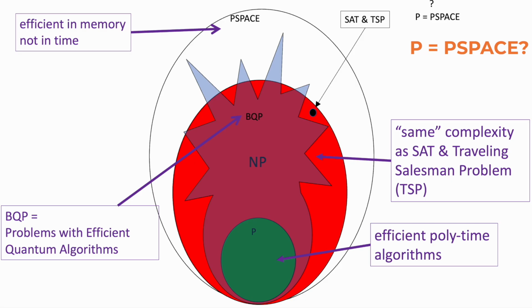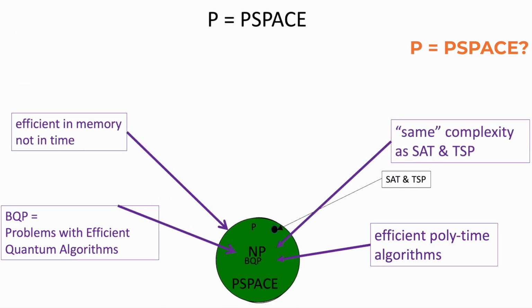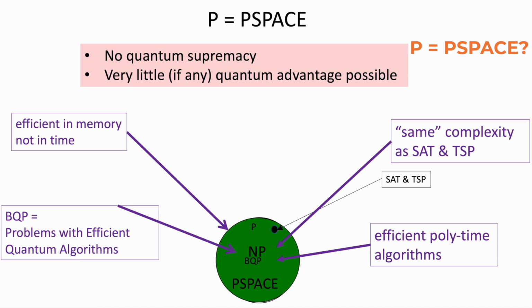And we don't know how to prove that it's not, so it could be the case that all these classes collapse into one class, namely P, and as you can see here, then we don't have any quantum supremacy, nor do we have any quantum advantage at all. And if this is the case, then of course you don't use quantum computers at all.